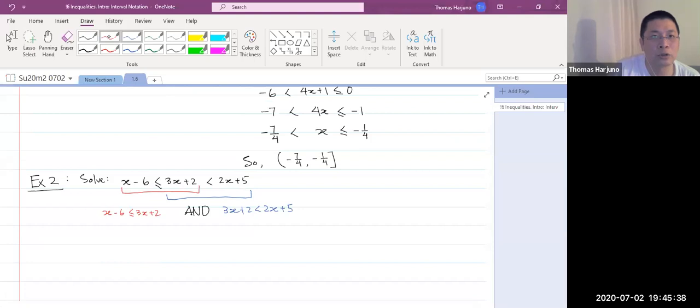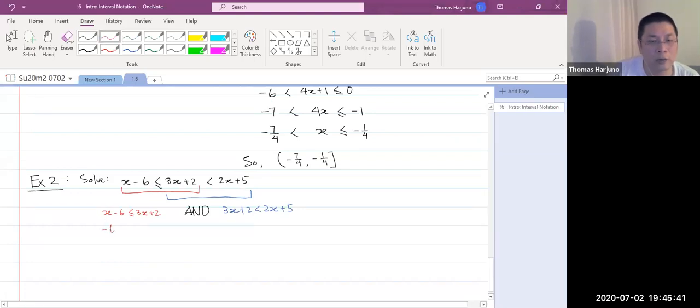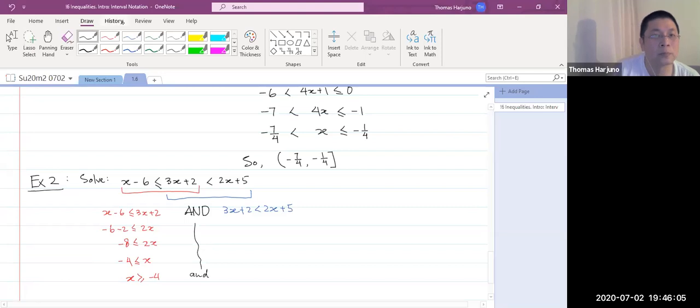Now you solve each one of them as usual. Negative 6 minus 2 less than or equal to 2x. So negative 8 less than or equal to 2x, divided by 2, which is a positive number, so x is greater than or equal to negative 4. And at the same time, subtract by 2x, less than 5 minus 2, so x is less than 3.